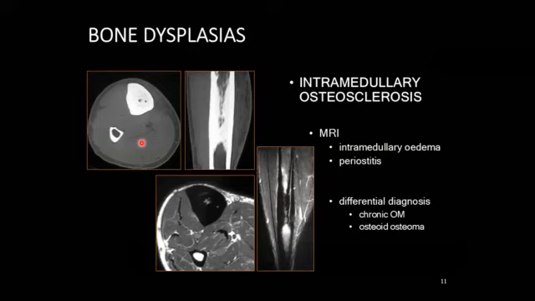Another example of intramedullary osteosclerosis: you can see the tibia here is sclerosed, the medullary cavity is obliterated, and you can see it here on the CT reconstruction images. There is also some periostitis, which might help us to differentiate it from chronic osteomyelitis or osteoma.